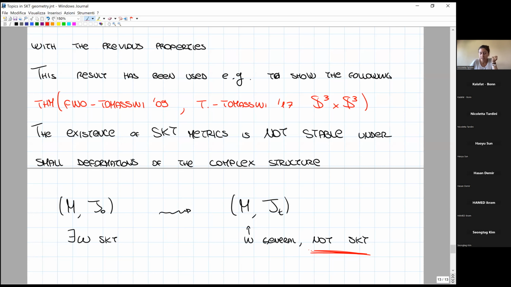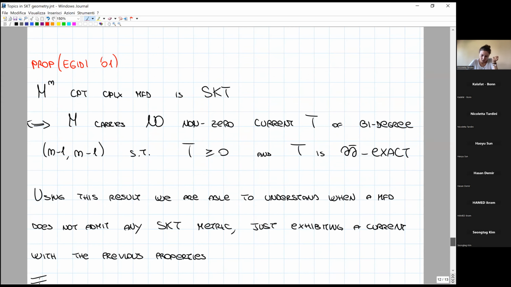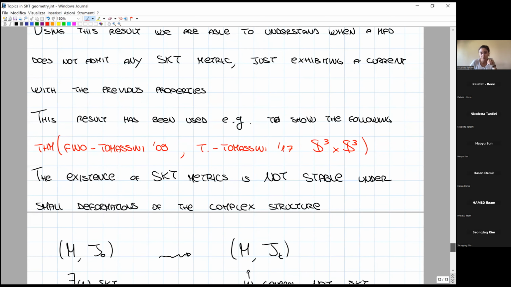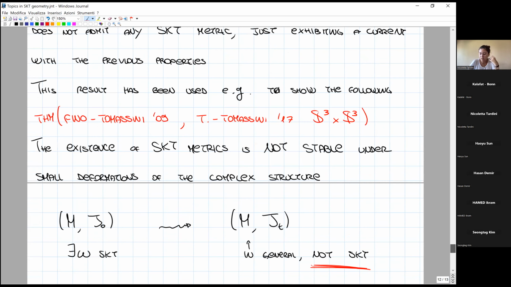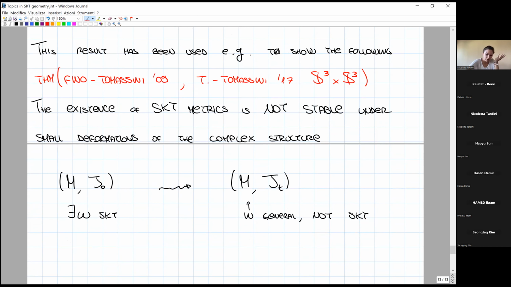And how did we do that? Using this proposition of Egidi. I mean, we exhibit a current with this property. So that's why this proposition is very useful, okay? Because it allows us to understand whether your manifolds admit SKT metrics or not.